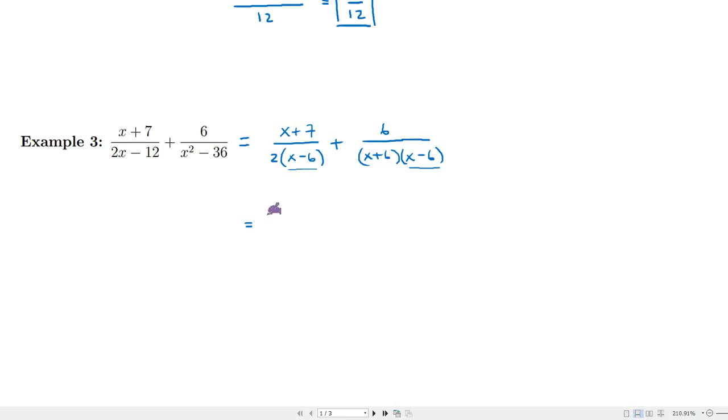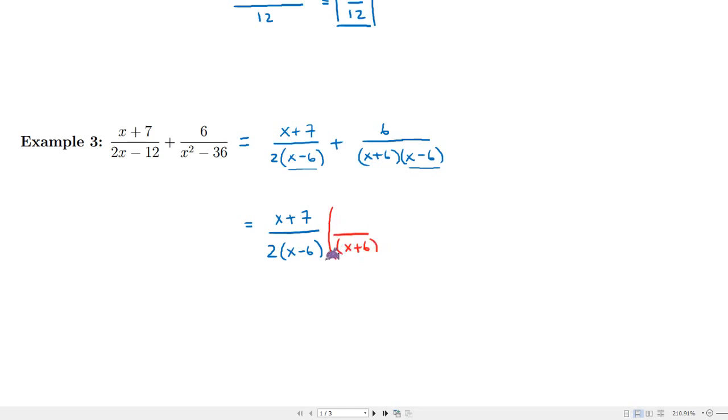But what is missing from this first one? So we have x plus 7 over 2 times x minus 6. Okay, what does this denominator have that this one doesn't? Well, it has this x plus 6. So you know what? We're going to multiply by the missing factor, right? We're going to multiply by that missing x plus 6.